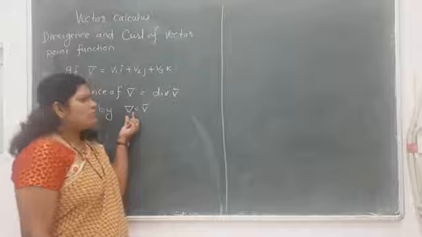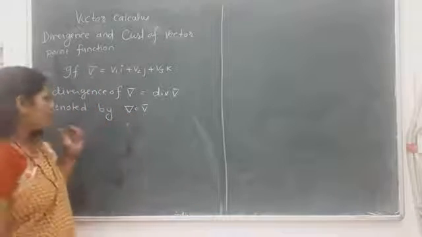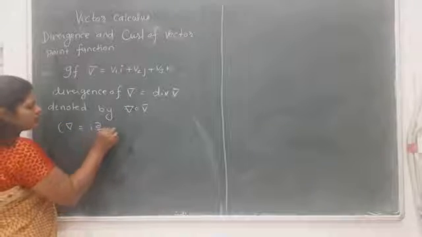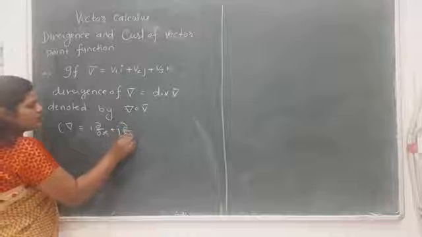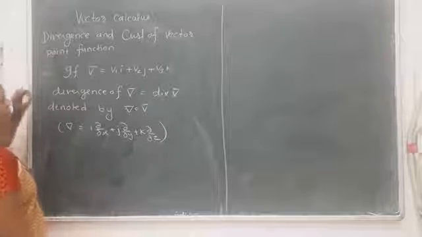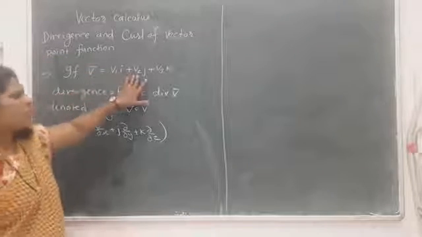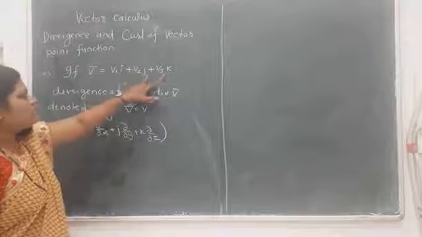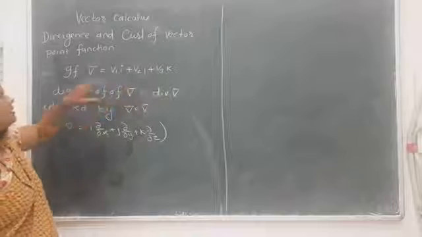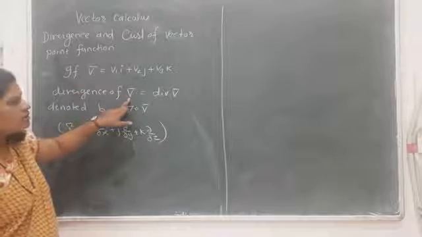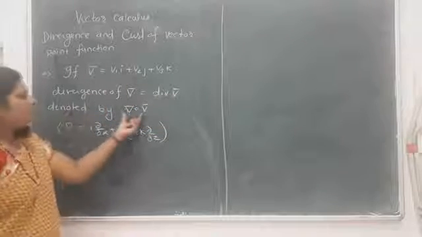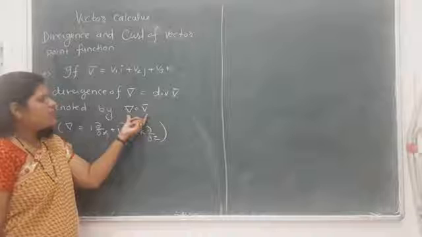So del is defined as i del by del x plus j del by del y plus k del by del z. If v bar is v1 i plus v2 j plus v3 k, a differentiable vector point function, then the divergence of v bar, in short written as div v bar, is symbolically denoted by del dot v bar.